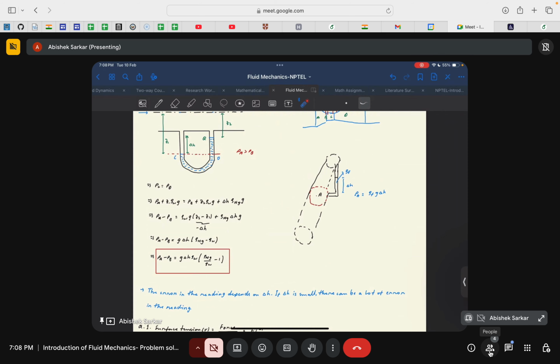If you want, you can look into the purpose of the inclined tube manometers and the approximations that are made to simplify the calculations of pressure difference. That's a task that you can do as an exercise, but that's the very purpose of designing these inclined tube manometers. So is there any doubt till now?